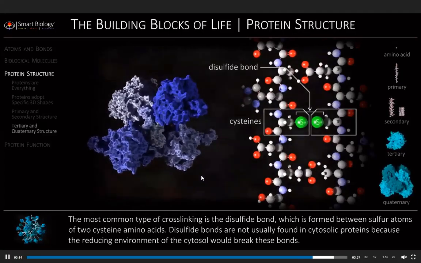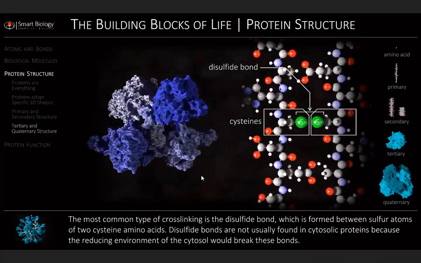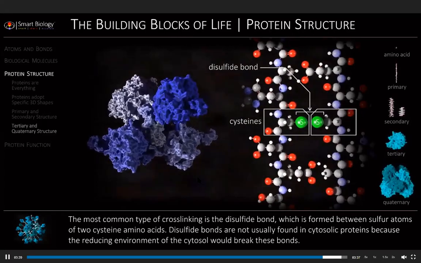So these are the cysteines. We will have loss of hydrogens, and then we will have a disulfide bridge being formed.